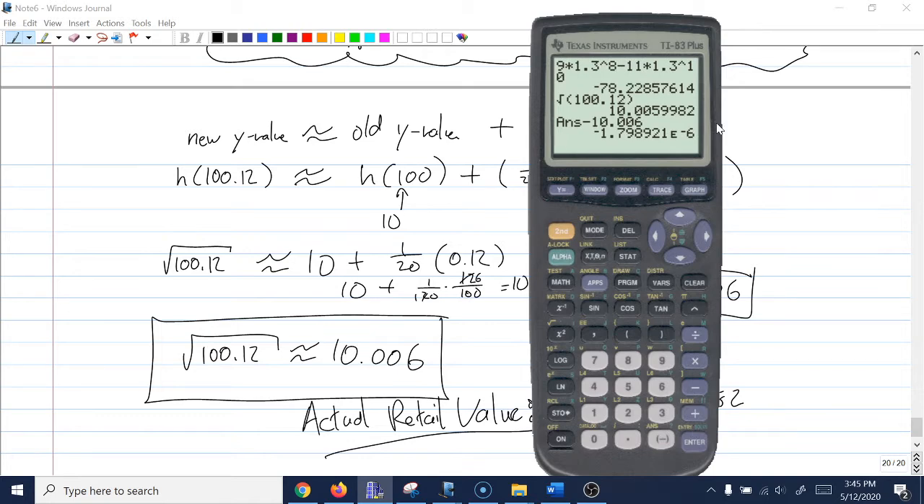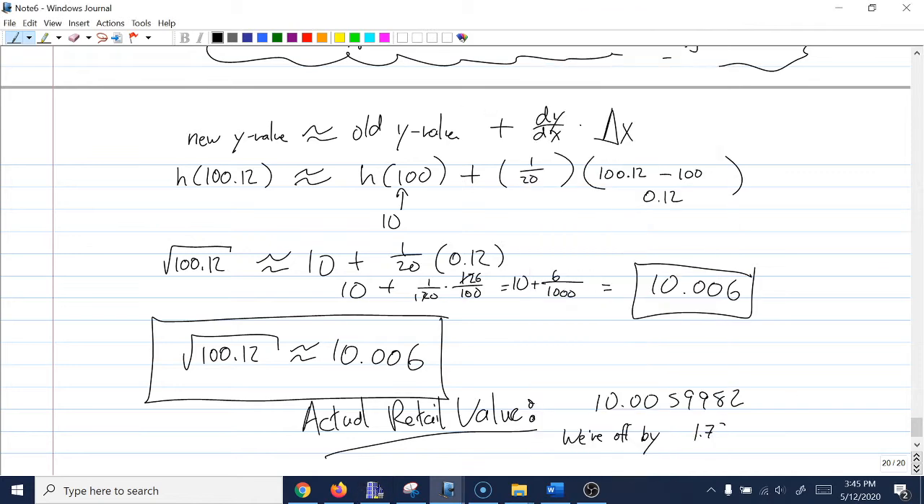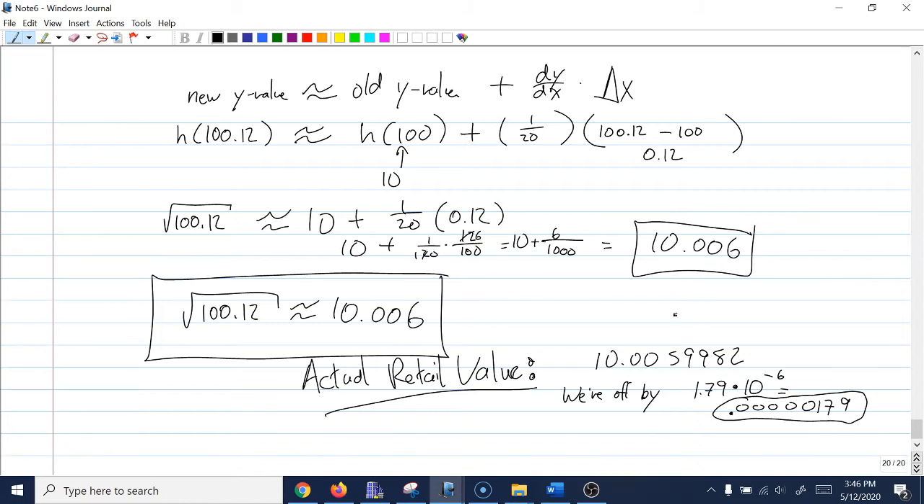If you haven't seen it before, this is writing something in scientific notation. The E means 10 to the. So we're off by 1.79 times 10 to the negative 6. That says move the decimal place back 6 times. 1, 2, 3, 4, 5, 6. We were able to estimate the square root of 100.12, and we were off by 0.0000179. That's crazy. That's a crazy thing to be able to do in your head. Be a little bit impressed. That's a thing you can get from calculus. Okay, that's the power rule. That's the end of 3.1.